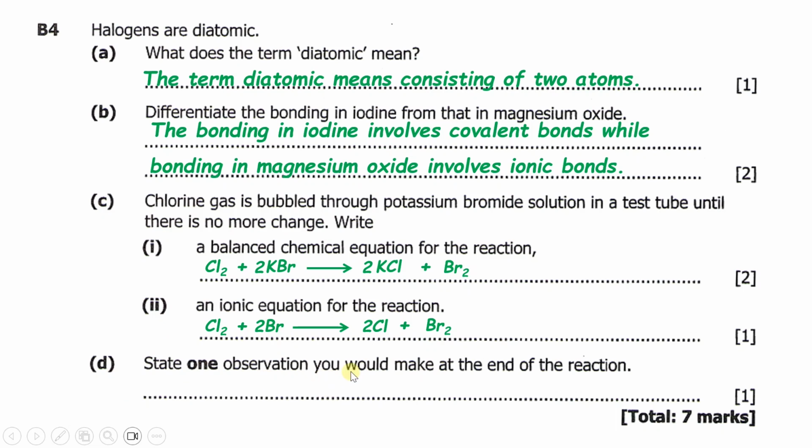Then D, state 1 observation you would make at the end of the reaction. So this is the observation: color change from colorless to brown. Bromide is quite brown, while chlorine is colorless as a gas, and this potassium bromide is colorless. When you bubble chlorine through here, it forms this bromide which is brown. So you can see a color change from colorless to brown when this bromide is formed as it is being displaced from here.